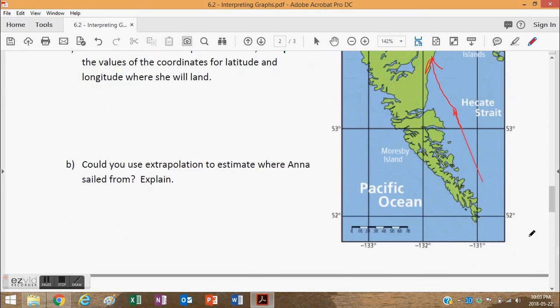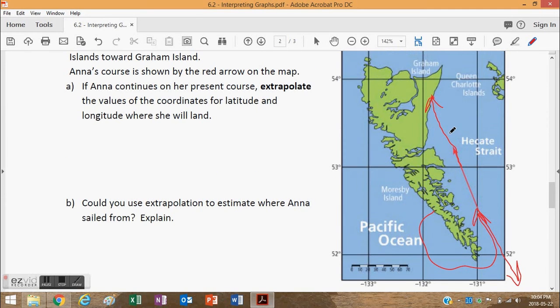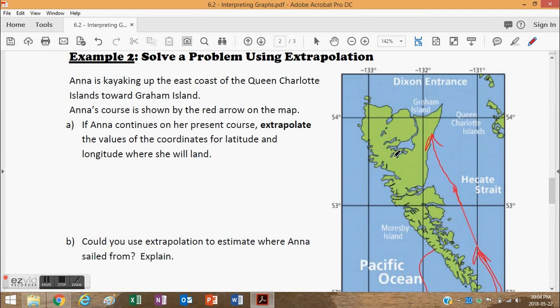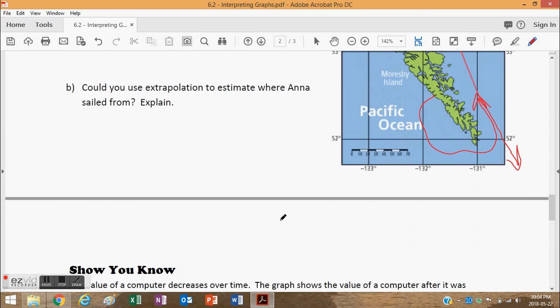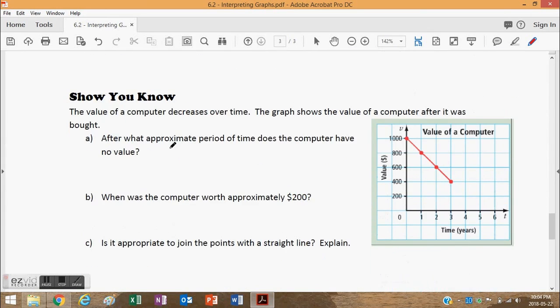So we look and we say, okay, well, we're going to be looking at about negative 131.8 and 53.8 or 7 or something like that. Could you use extrapolation to estimate where she sailed from? Possibly. We'd need a bigger map, right? We can go over there somewhere. However, it's entirely possible she sailed from here, came around this way, and got onto this course, and then held that course until she ran her ship aground over here.